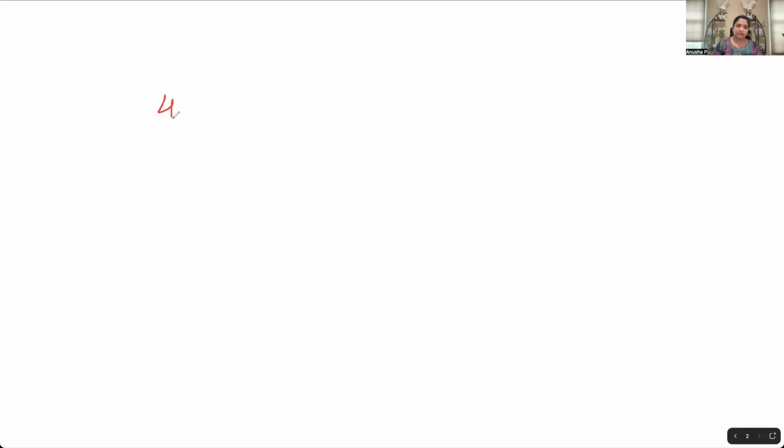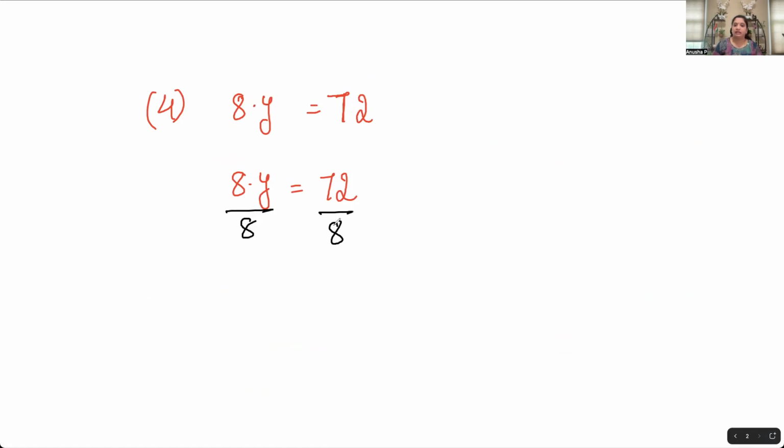The fourth example, 8 times y equal to 72. The reverse operation for multiplication is division. We have to divide by 8 on both the sides. When you divide by 8 on both the sides, y equal to 72 divided by 8, which is 9. Here this 8 and 8 will get cancelled.